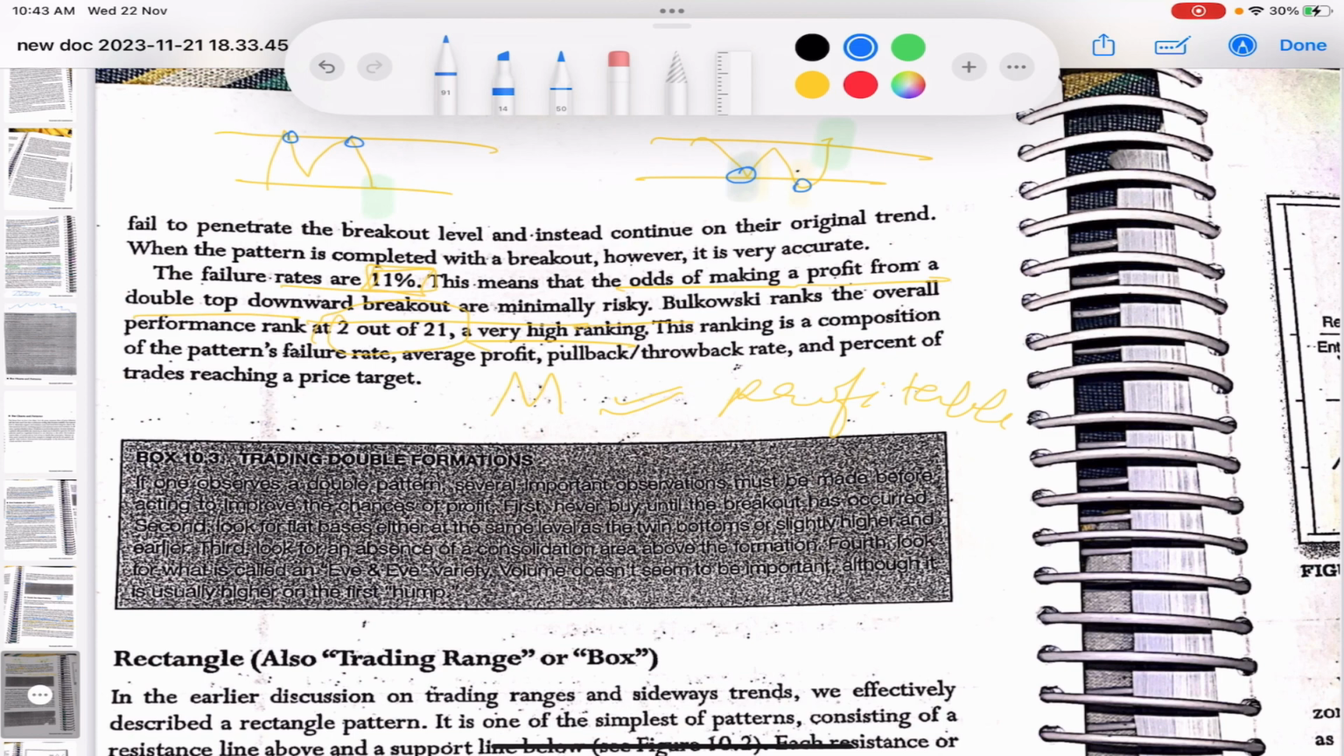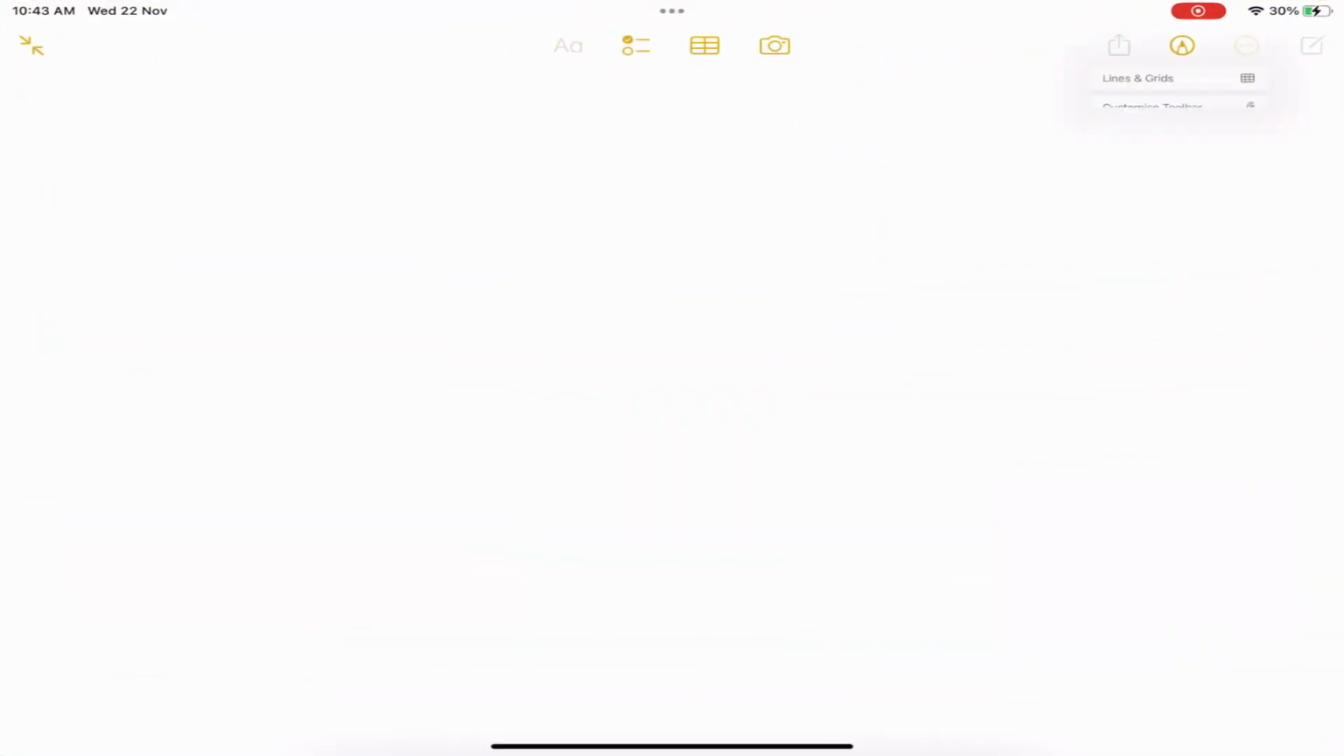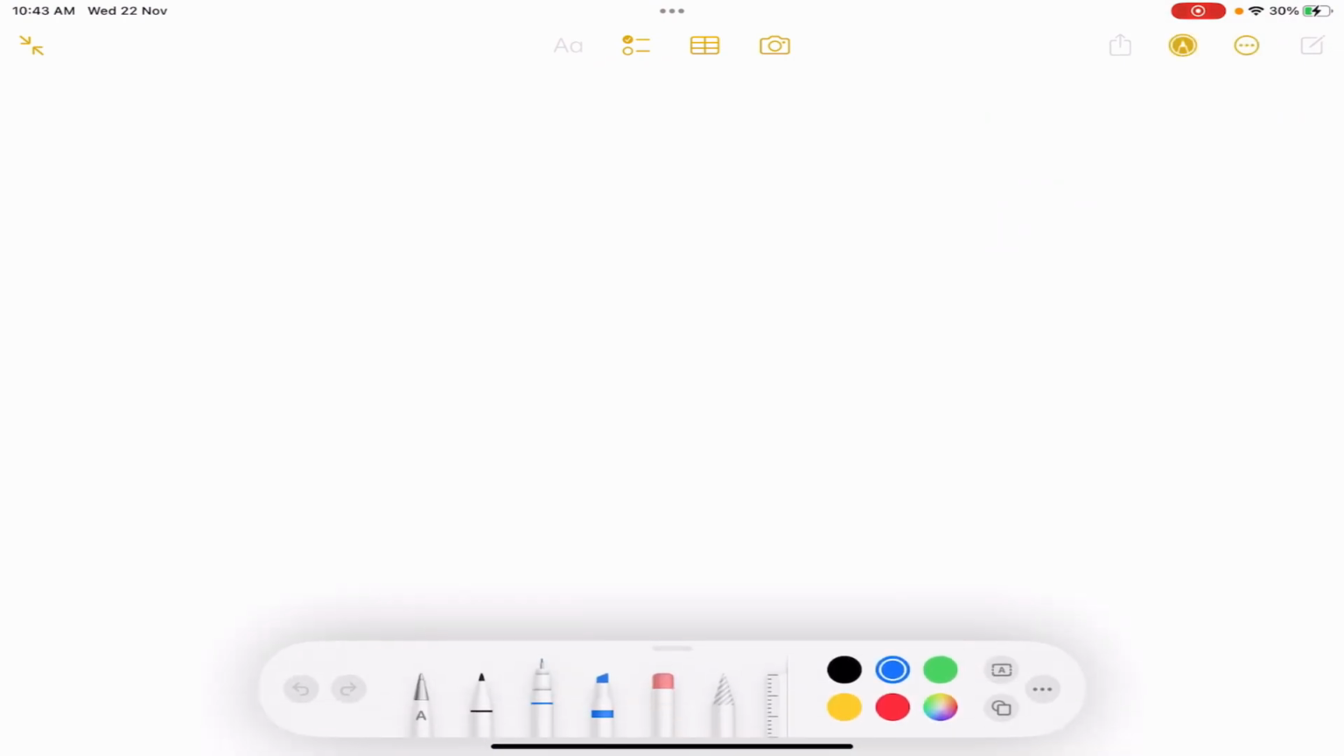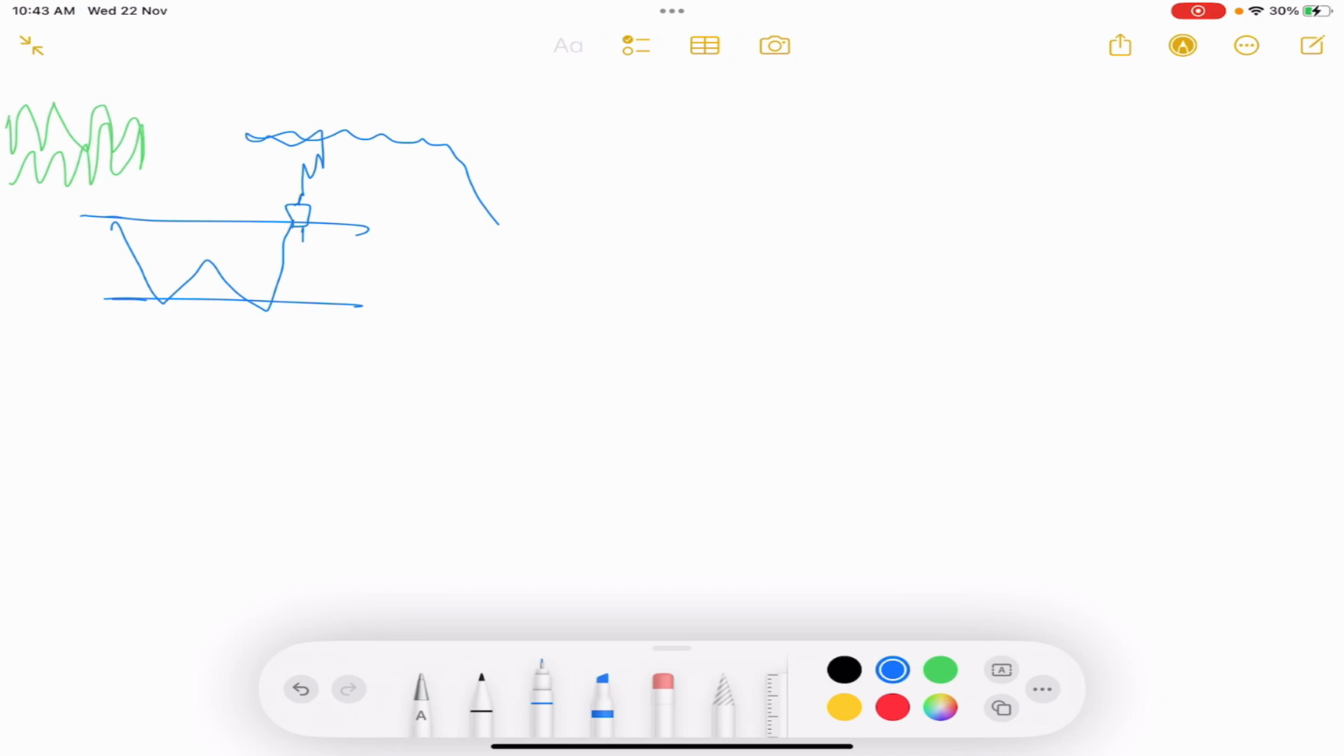Third thing, look for an absence of consolidation area above the formation. So I will explain that on a plain sheet. Okay, so if I'm, let's say, trading a W pattern, and there is a breakout. So before I enter, I will see that previously, let's say here the price was choppy. Then will I enter into a W pattern? No. Why? Because if I enter over here, my price might become choppy and might come down again.